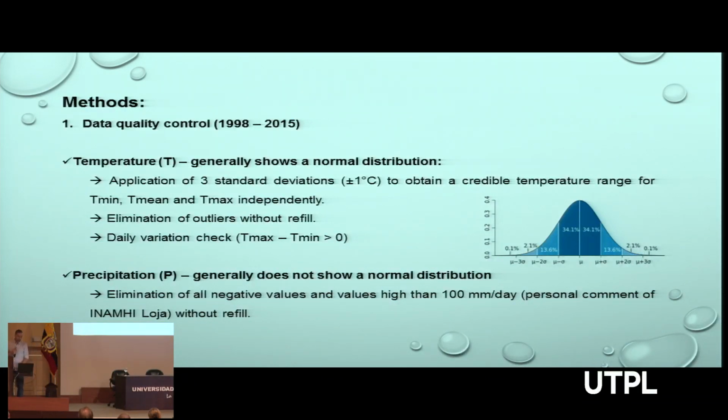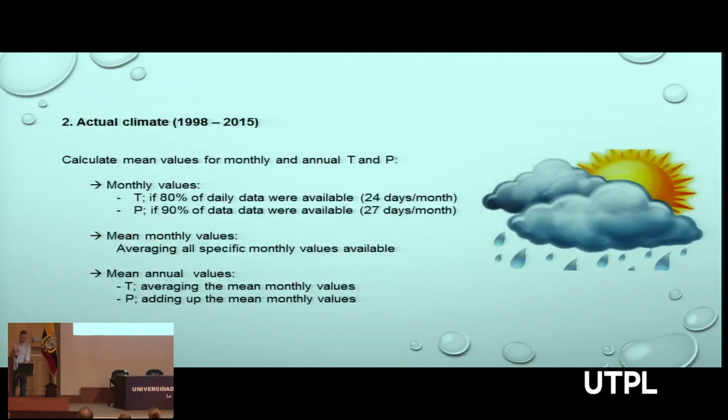Then we had our data series from 1998 to 2015 for each station. Then we want to characterize the climate in the study area. Therefore, we calculate the monthly values. If 80% of the temperature data is available for one specific month, these are 24 days, and for precipitation 90%, 27 days a month. This is important because precipitation is more variable in time and space, so we put 90%.